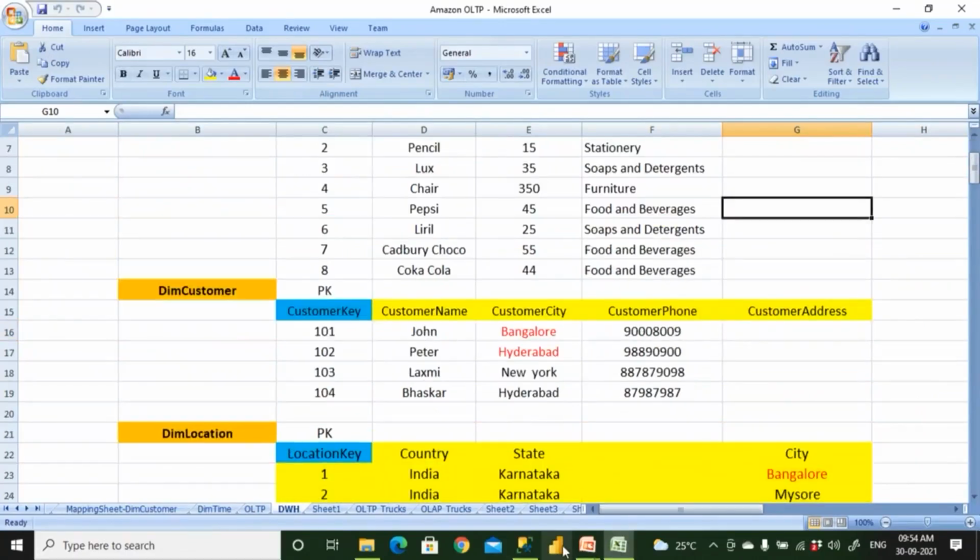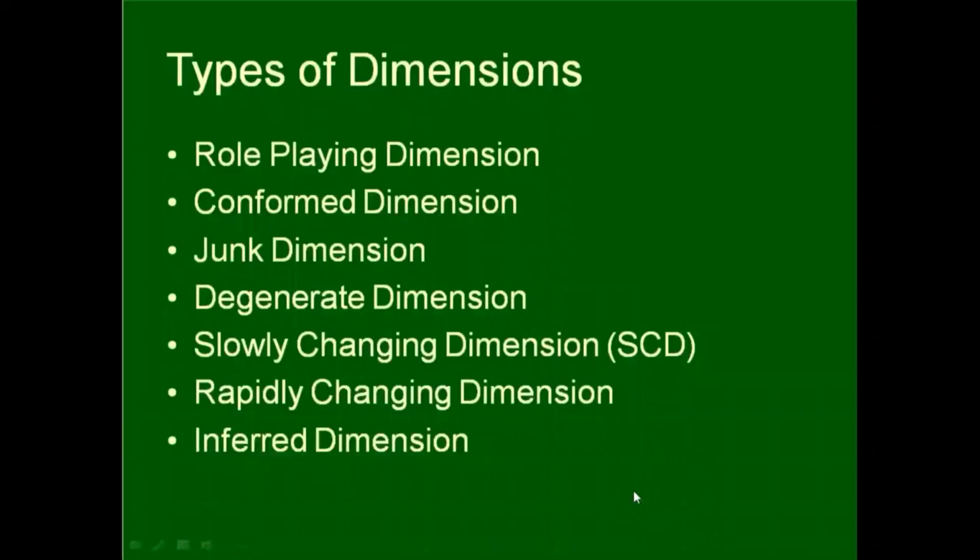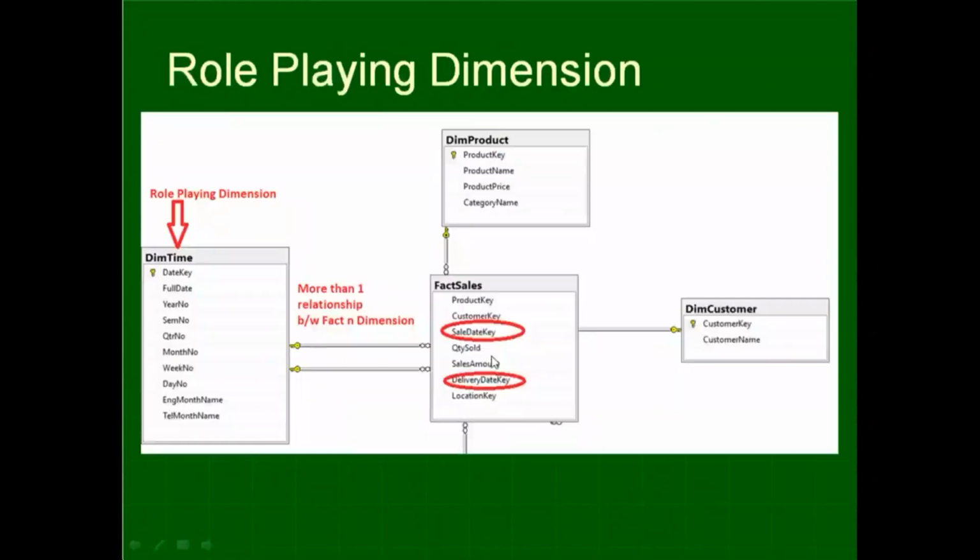Now, today I'm talking about different types of dimension, right? What is a role-playing dimension? If you see any dimension table and a fact table having more than one relationship. So, I have a date key as a primary key, which is linked to sale date key as one foreign key. I have the same date key linked to delivery date key. So this is one more foreign key.